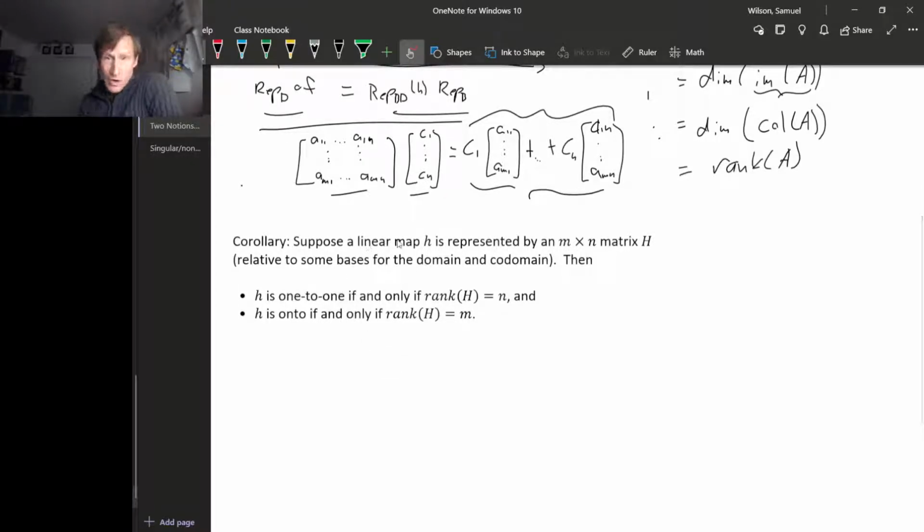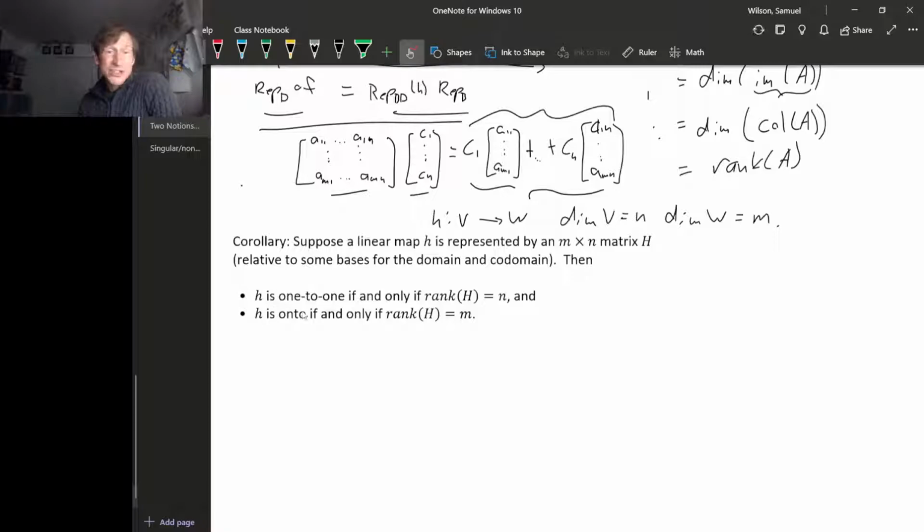So, for example, suppose we have a linear map represented by an m by n matrix H relative to some bases for the domain and codomain. So in this situation, if H is represented by an m by n matrix, that means the dimension of the domain space V has to be n, and the dimension of the range space W has to be m, right?